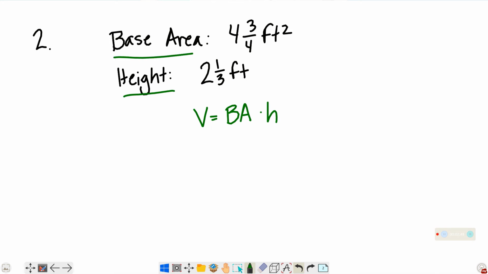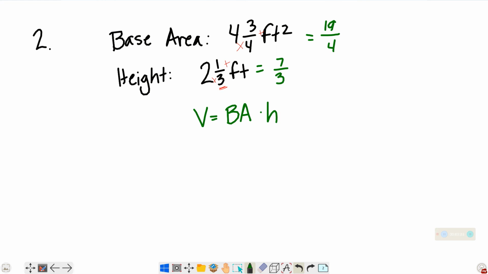But there's a problem. These are both written as mixed numbers, and we need to first change them to improper fractions. That's where the numerator, the part on the top, is greater than the part on the bottom. So this is the same as 4 times 4, which makes 16, plus 3 more, which makes 19, over 4, which was the original denominator. This one, 2 times 3 makes 6, plus 1 is 7, over the original denominator, which was 3.